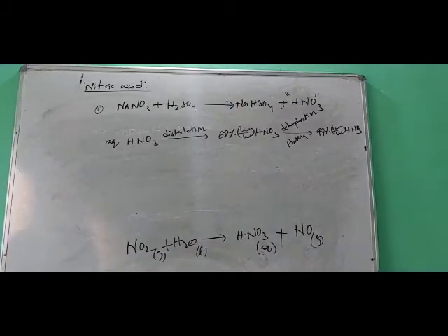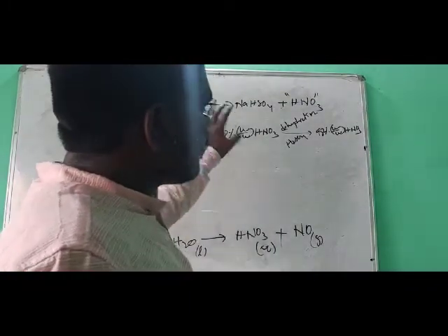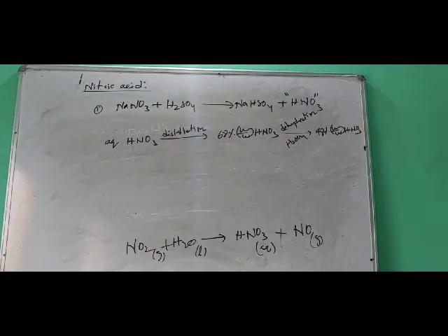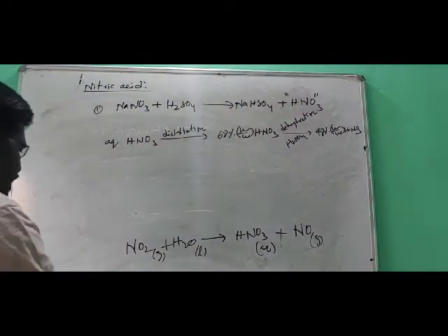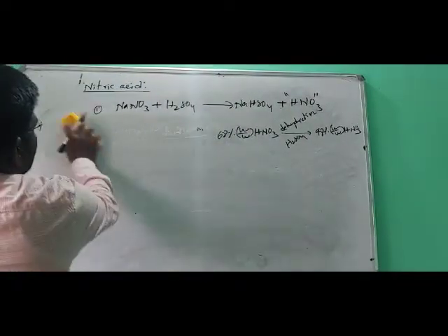That one is concentrated up to 68% by mass through distillation, and further concentrated up to 98% by mass through dehydration with sulfuric acid. So this is the preparation of nitric acid. And next, let us see what the properties of nitric acid are.